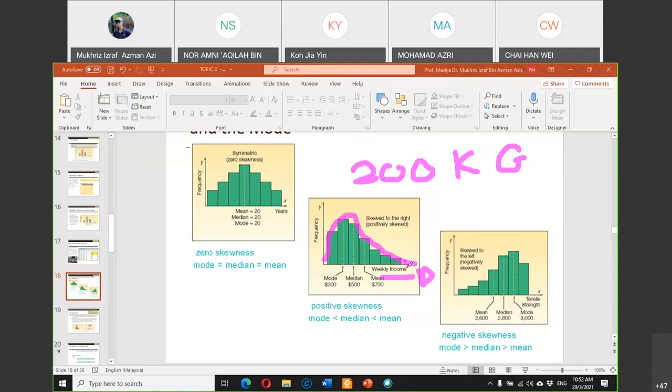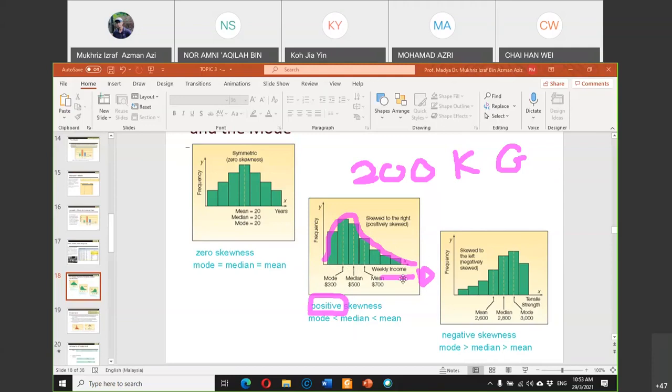So when you plot your histogram based on the class interval, as you learned last week, here is your class interval, here is the frequency. But suddenly there are one or two students that are extremely big in the class, so that will pull the tail of your distribution to the right. That's why we call it positive skewness, meaning that the mean is located on the right, but the mode is located on the left. The median is always in the middle.